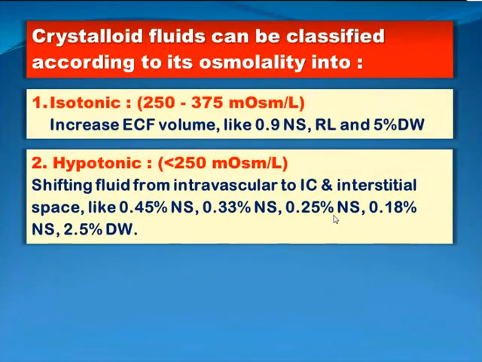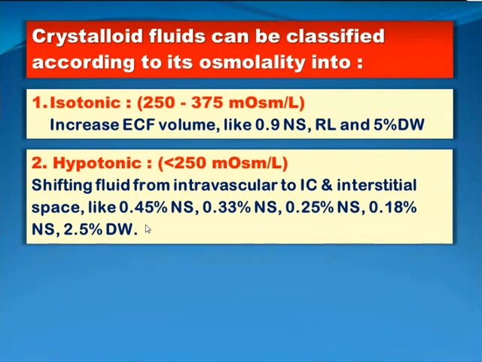The examples are the half normal saline. You can see here, this is the normal saline, which is 0.9%. So when we say half, it means 0.45%. When we say one third of normal saline, it means 0.33%, of course. And 0.25 means a quarter of normal saline. And when we say one fifth, it means 0.18%, of course. And if we go to the dextrose water, we consider the 5% isotonic. So the 2.5%, of course, will be hypotonic.